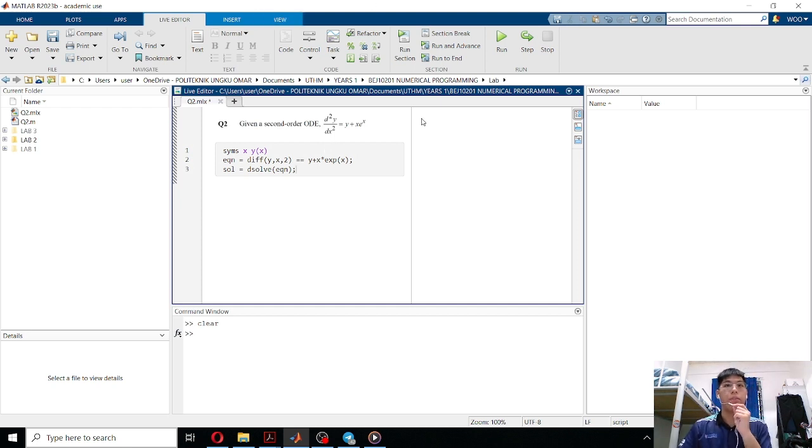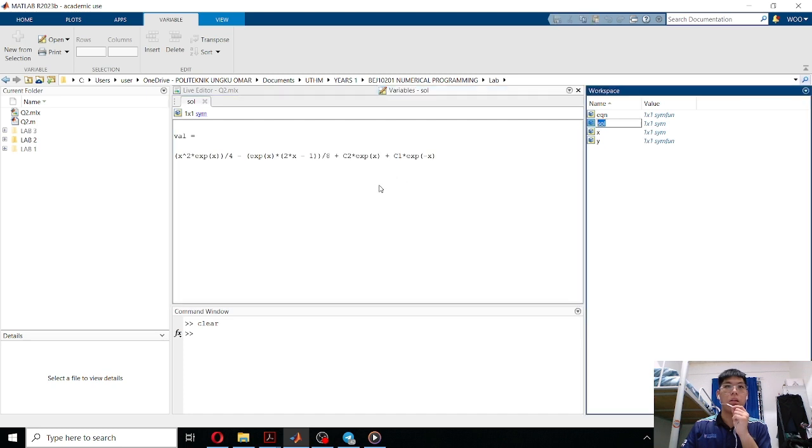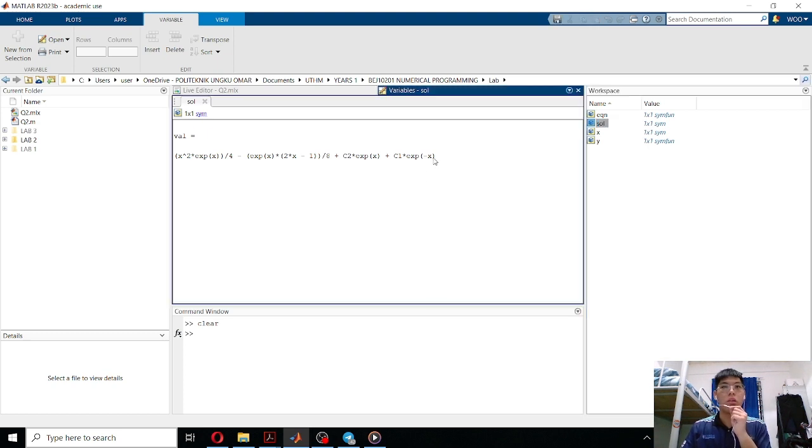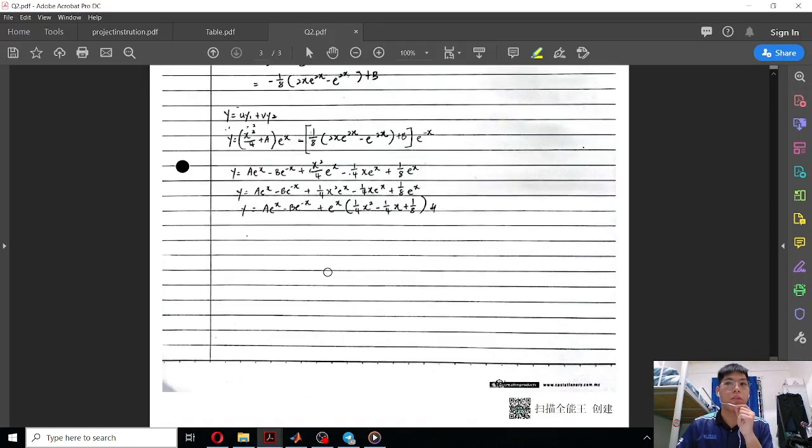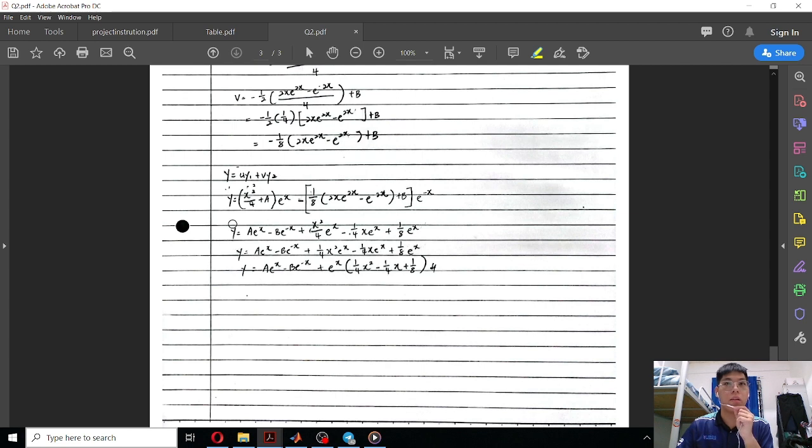Okay, and after that we press the run button. Now we will get the answer here, and this is the answer of question 2, and this answer will be the same as part C of question 2, which is this answer. And this is the simulation part of me.